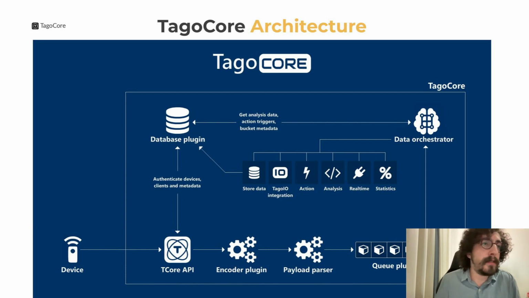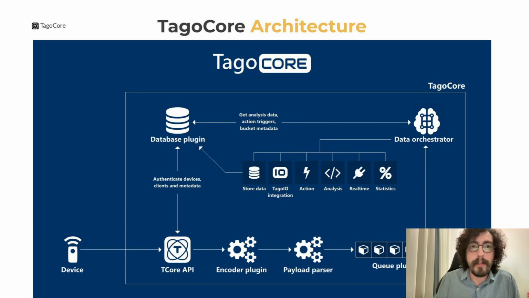So as you can see on the screen, the base architecture of TagoCore is that you have the TagoCore API, which is running on the edge or on the cloud or on your local server. And this API is accessible in two ways. You can access it with the console, which is built into TagoCore, and you can also access it through the API itself by using a tool for making HTTP requests like Postman or something like that.